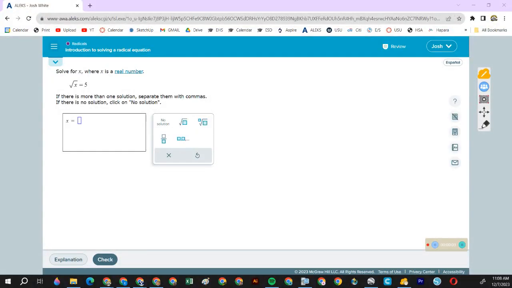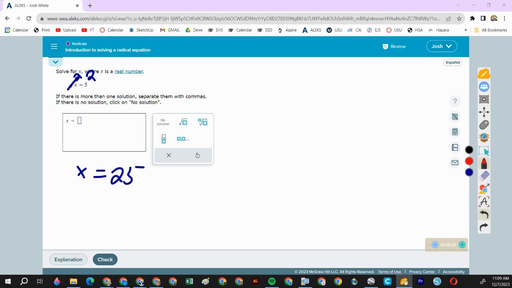All right, 4.6. We're going to start with the square root of x equals 5. Okay. So, how do we undo a square root? Square it. So we square both sides. Square both sides, and that cancels. X equals 25. Not too bad, right?